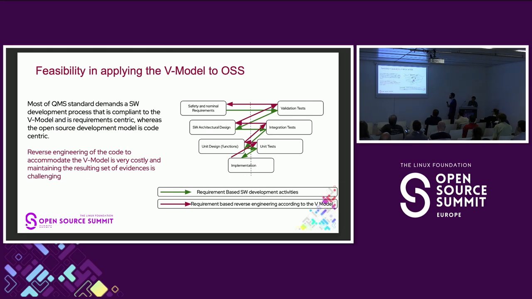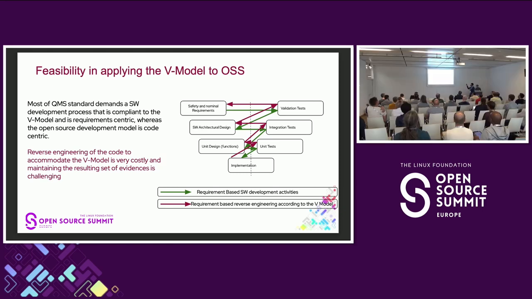There's a problem because most of the quality standards are defined according to the software V model that I guess most of you are familiar with, and you can see it on the right. Such a development model enforces starting from requirements, then going through software architectural design, unit design, implementation, and then ending up with unit testing, integration testing, and validation testing. However, most open source software is not developed according to such a V model, right?